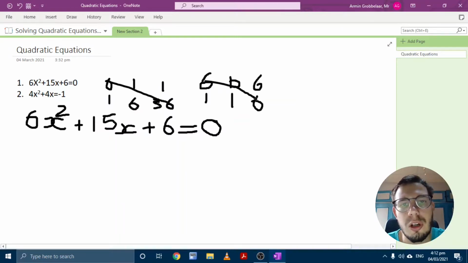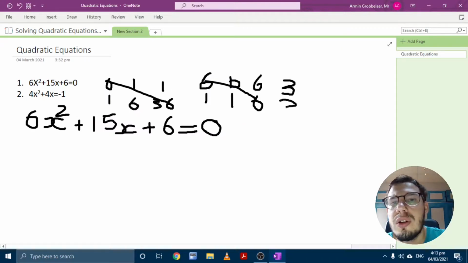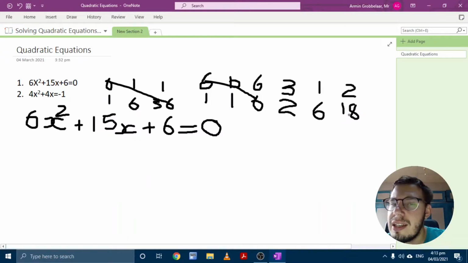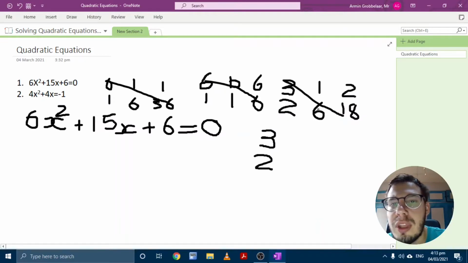So it doesn't work. Now we try 3 times 2, and let's say 6 and 1. Now 3 times 6 is 18, and 2 times 1 is 2. So 2 plus 18 gives me 20, which also does not work. Now we try the flip, so it's 3 and 2, and we flip the 6 and the 1, so it's 6 and 1.